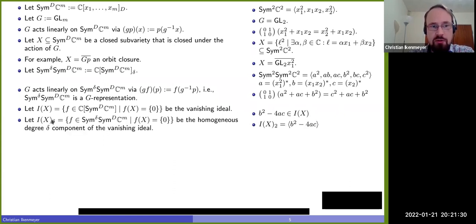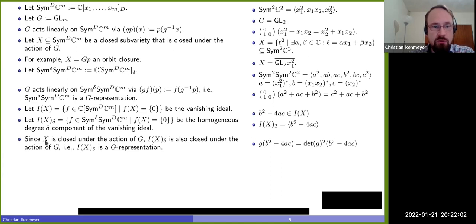And you can also look at the homogeneous degree delta component of this vanishing ideal. You just restrict yourself to the homogeneous degree delta polynomials that vanish. No problem. So in this case, your homogeneous degree 2 component is exactly spanned by the discriminant. So it's a one-dimensional vector space, a linear span of just the discriminant polynomial. That is what is in this vector space here.